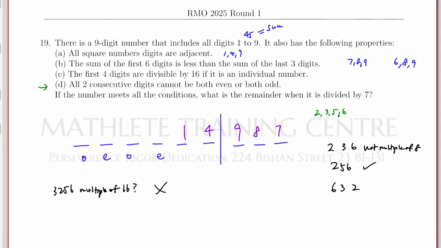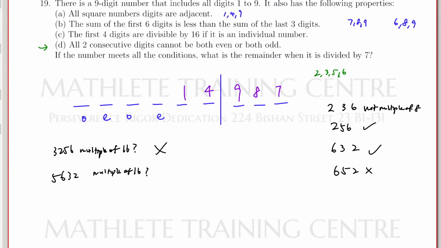First, let's try 632. Is this divisible by 8? Turns out yes. Then 652 is not divisible by 8. Okay, so 632 is divisible by 8, 652 is not. Now 632, is 5632 a multiple of 16? I mean, it is the only choice left, right? So it has to be a multiple of 16. Let's check. In fact, it is a multiple of 16 because let me just quickly show you. It's a multiple of 16 here.